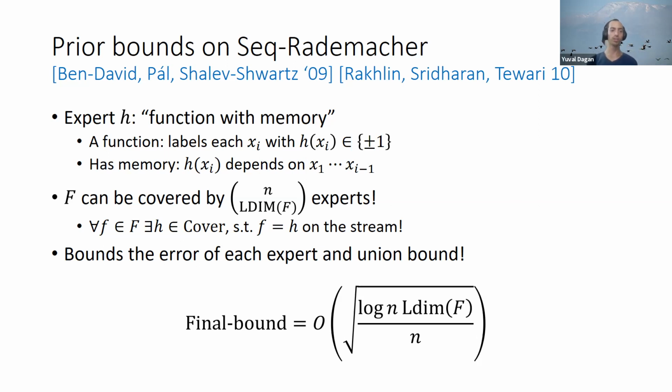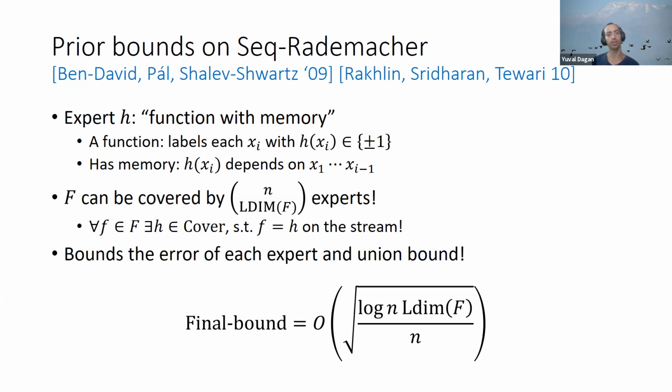And what do we mean by cover? For every stream and every function f, we can always find h, an expert from the cover that equals f on the stream. So in order to bound all the functions f, it is actually sufficient to consider only the cover of experts, and then we do a union bound over the experts in a similar way to what we did in the previous slide, and we get the bound of square root of log n times Littlestone dimension over n.